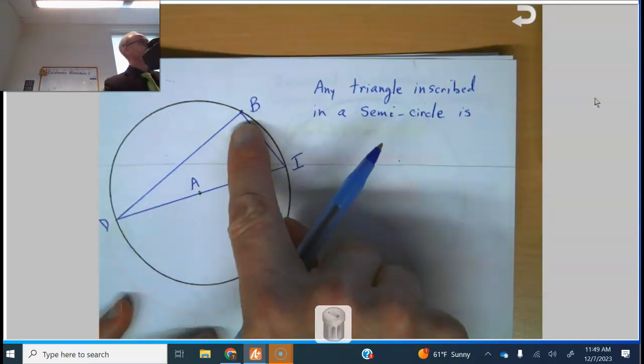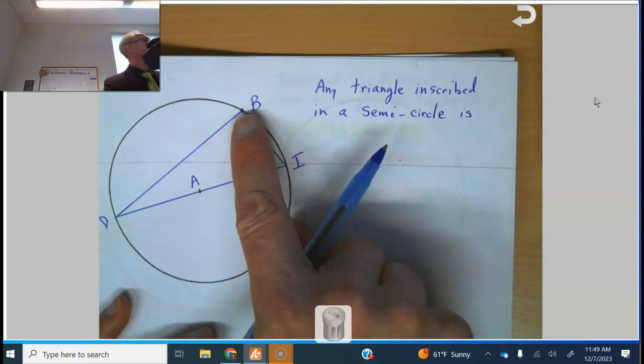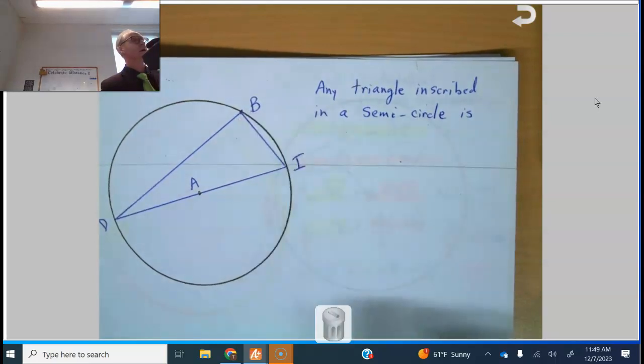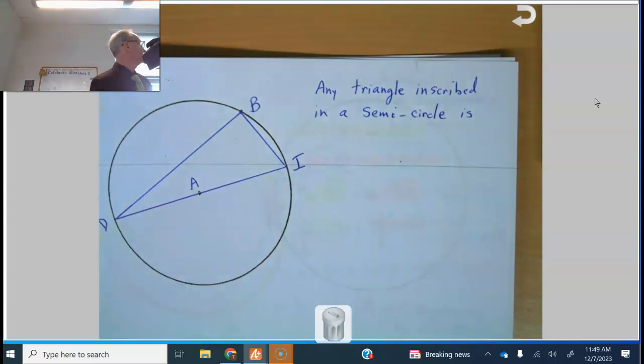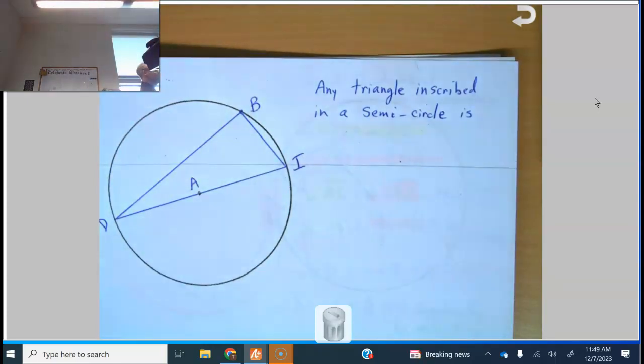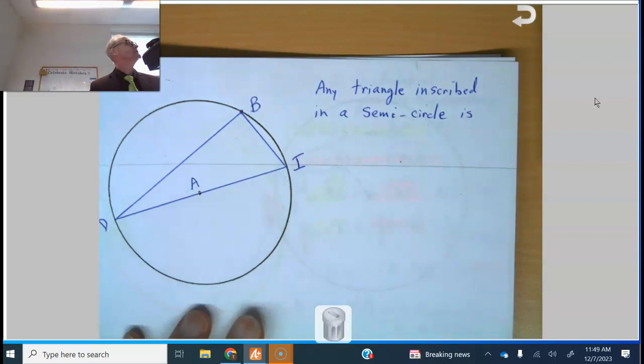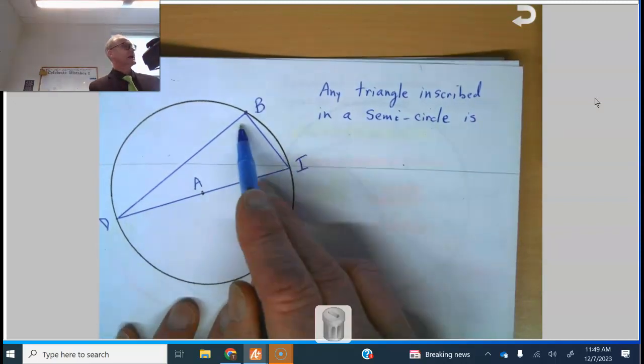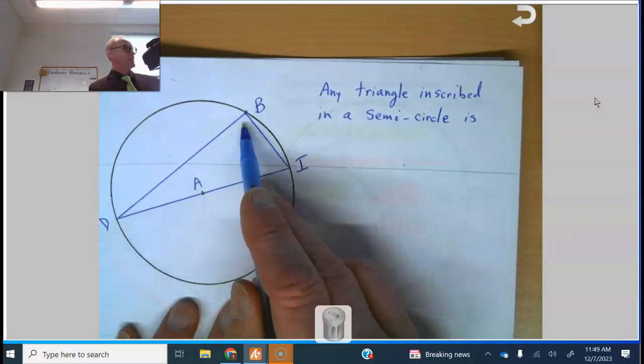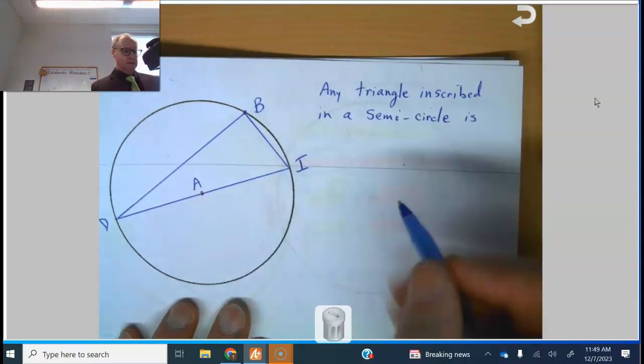Did y'all measure this angle up here? What's your angle B? Measure it and see what you get. Did you guys get 90 degrees for angle B? That makes it a right triangle, and there's a way to prove it.